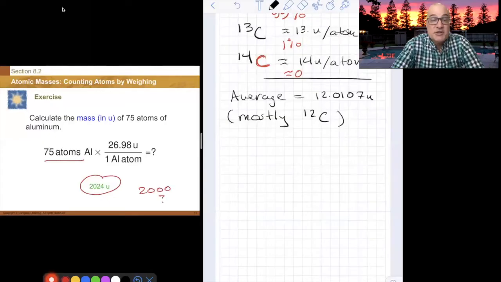Actually, there's a little bit of a question I want you to think about. If I have exactly 75 atoms, that's a counting number, right? That's an integer. And the conversion factor then becomes the limit, right? So if we use the mass 26.98, you could argue that the conversion factor limits us to 4 sig figs, but not just 2. So this is actually a pretty good answer.